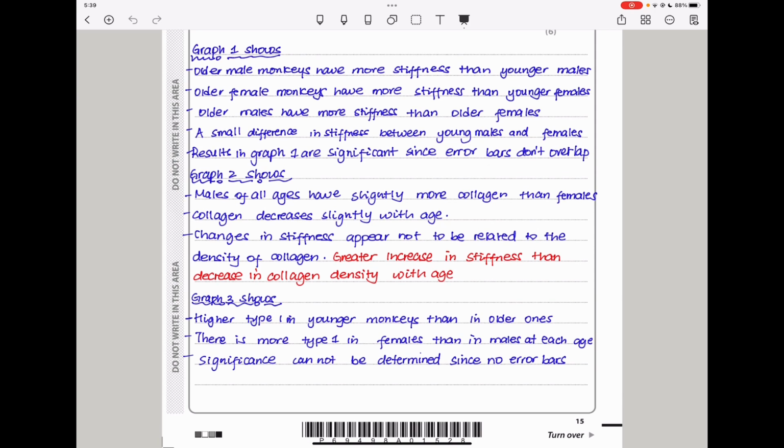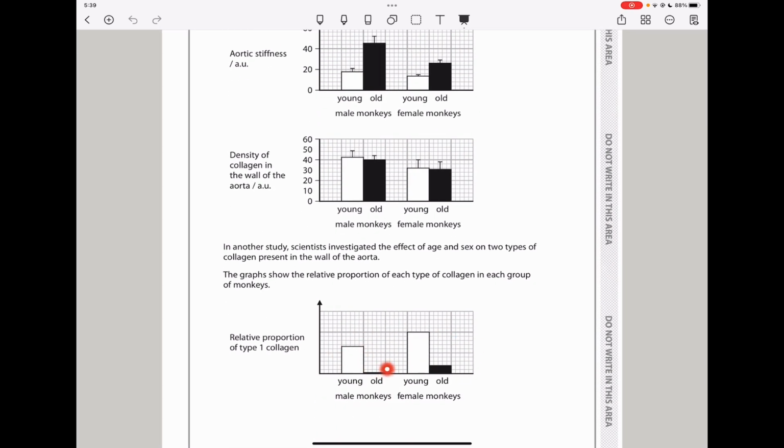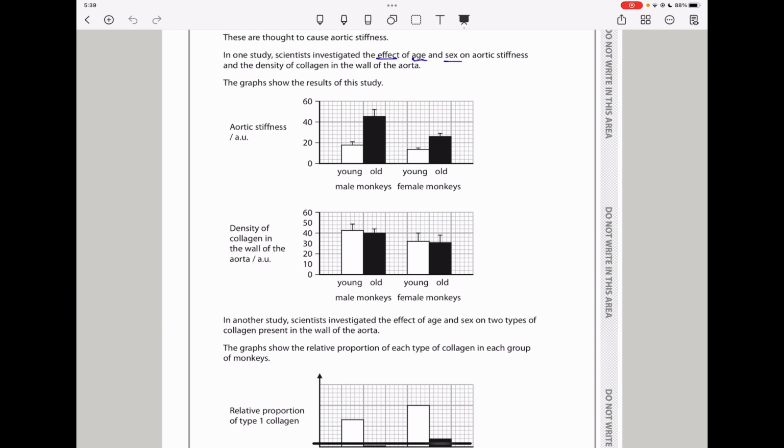Graph 3 shows higher type 1 in younger monkeys than in older ones, and there is more type 1 in females than in males at each age. Also, significance cannot be established since there are no error bars. I want to take you back to that as well. Here, there are no error bars we can see, so we cannot see if results are significant or not.